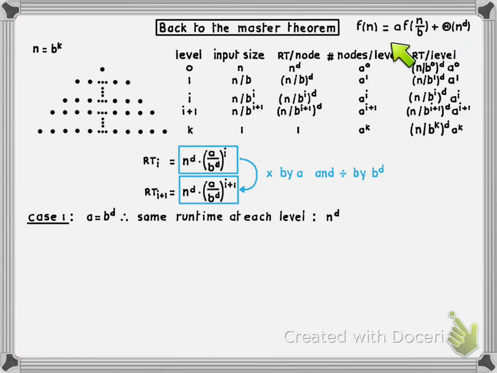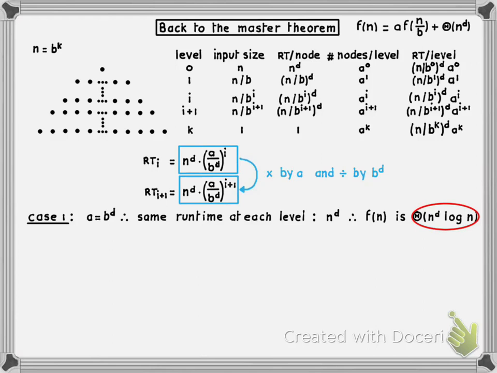Finally, what is the overall runtime of the algorithm, f of n? Well, f of n is on the order of the runtime at each level, which is n to the d, times the number of levels, which is what? Well, the number of levels is k plus 1, and k is log base b of n. So k plus 1, we can just approximate with k. As n gets bigger, k gets bigger, and the plus 1 doesn't matter. So the number of levels is on the order of log n. Since the runtime for each level is n to the power d, the overall runtime is the product of n to the d and log n. And that is indeed the result of the master theorem in that case.